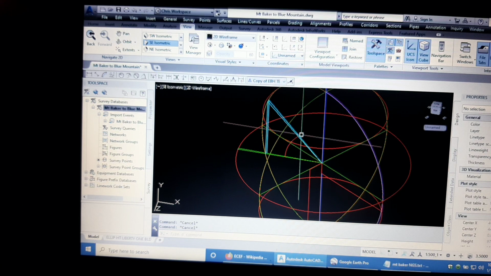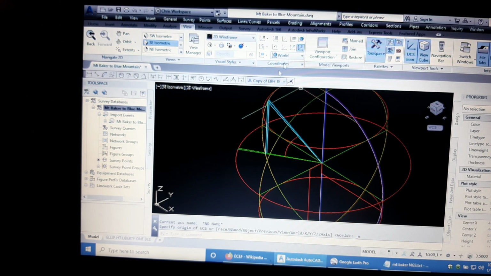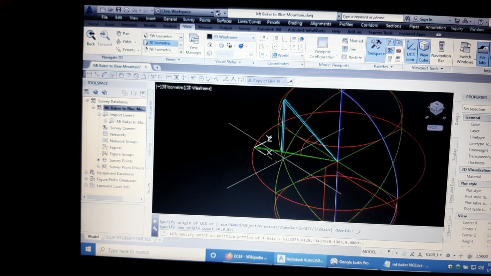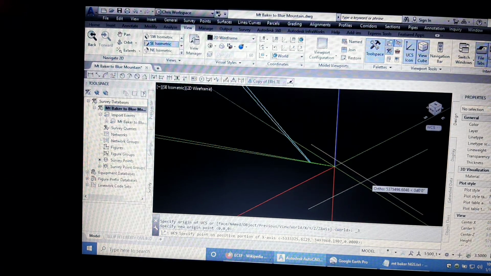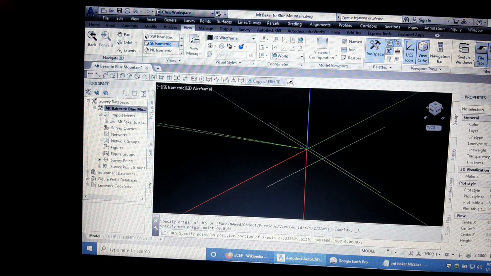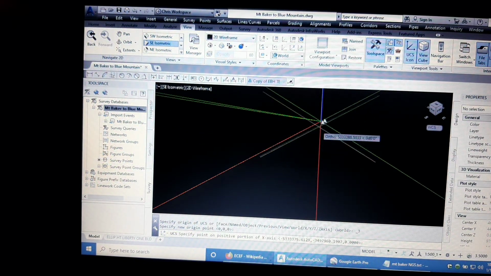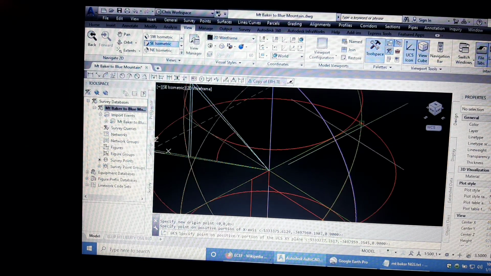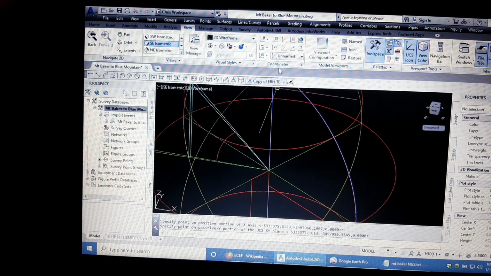Now I can do it the other way too, from the latitude or longitude. So we'll go 3 point again from here to the center to here and measure.